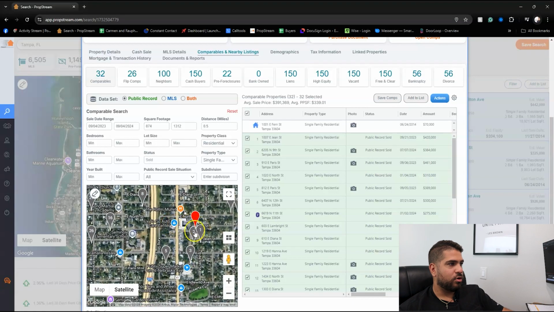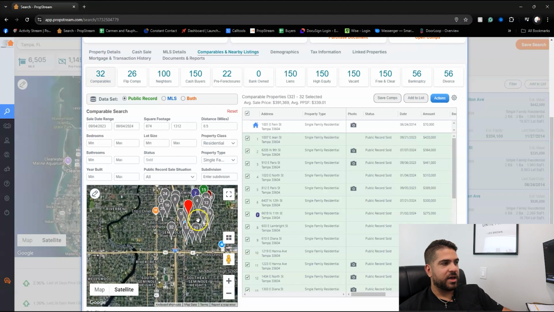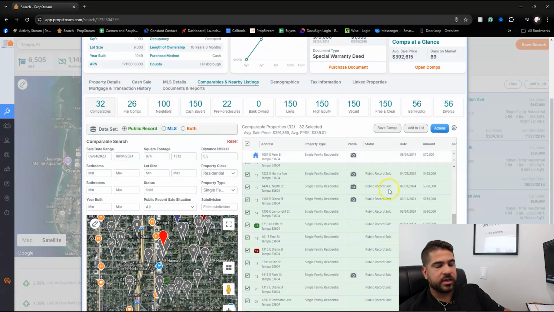Obviously, you don't want to go over here and run comparables here, because you have a big highway dividing this left area and the right area. So this area could be a lot better or a lot worse than this area. You have all these comparables to compare to. So this is an extremely important part of Propstream.